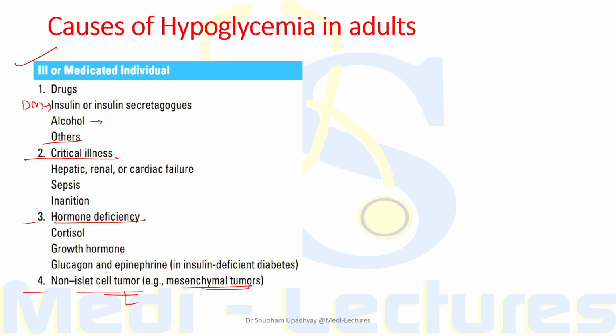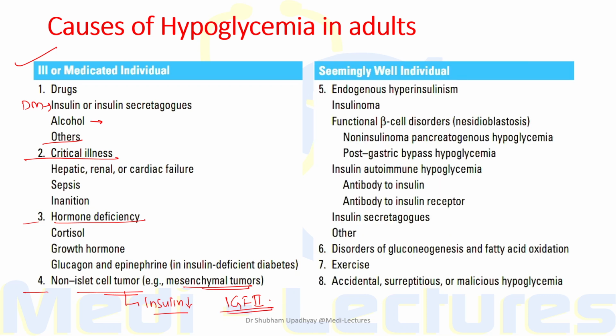In these, insulin is reduced as a counter-regulation. So what is leading to hypoglycemia? It is improperly processed IGF-2 molecule which acts on the insulin receptor, leading to hypoglycemia. Now, in seemingly well individuals, there is relative insulin excess which is leading to hypoglycemia. Now, what can be the causes?